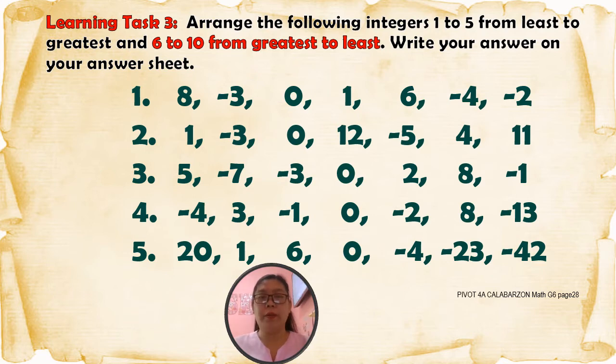Number 4: negative 4, 3, negative 1, 0, negative 2, 8, negative 13. For number 5: 20, 1, 6, 0, negative 4, negative 23, negative 42. You may pause the video if you need more time in answering.